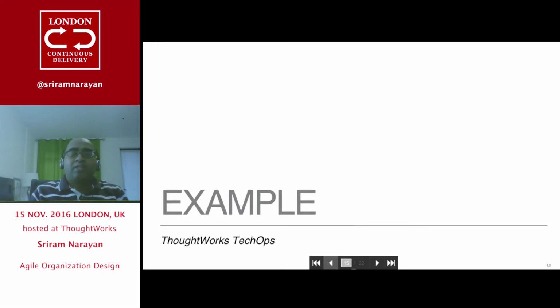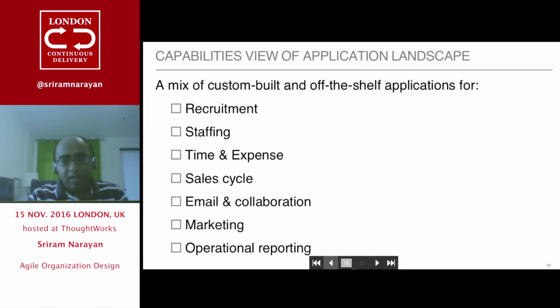And then once we win a project, we have to think about staffing it. And so there are some internal systems that deal with staffing. But then on the supply side, we also have some recruitment systems. That's how we get people in the first place. And there are performance review systems. There is email and collaboration. So these are the bunch of things that make up the IT landscape within ThoughtWorks for the most part.